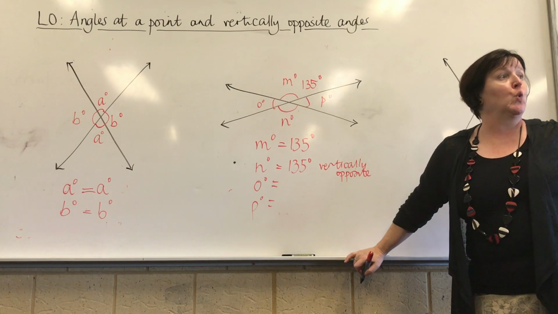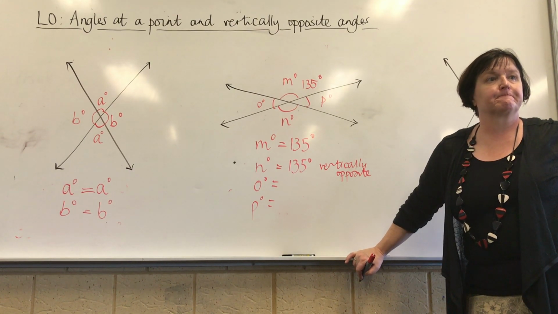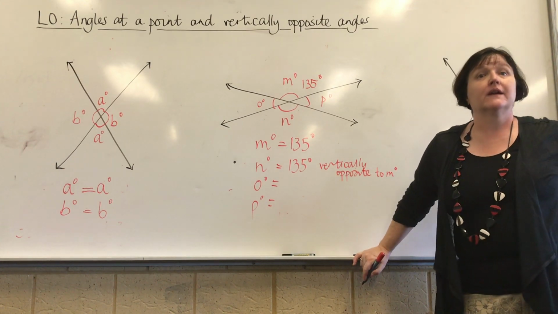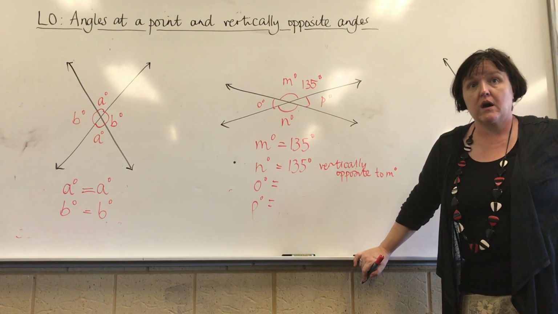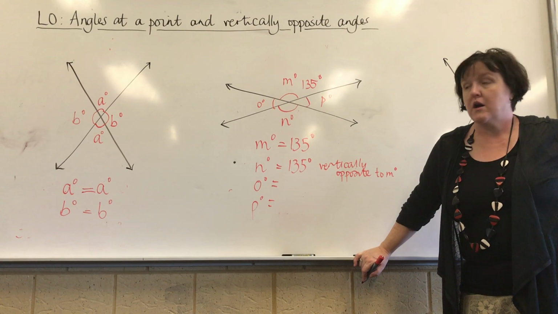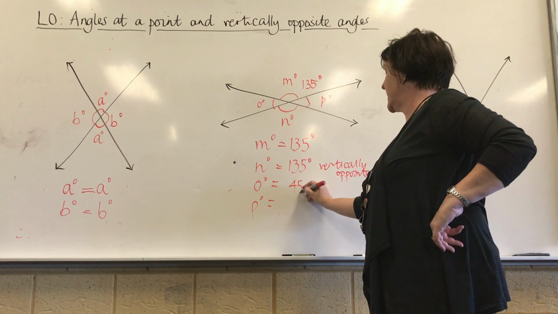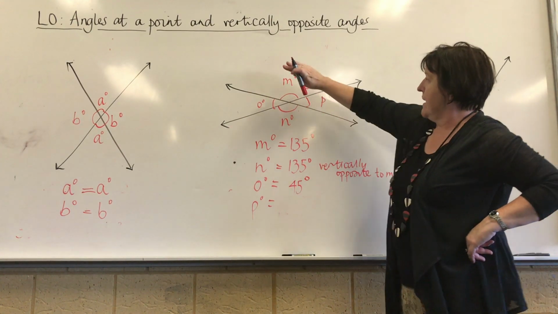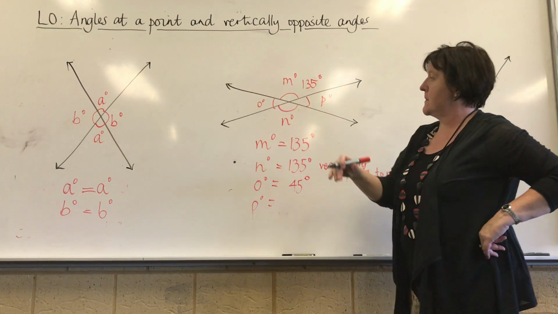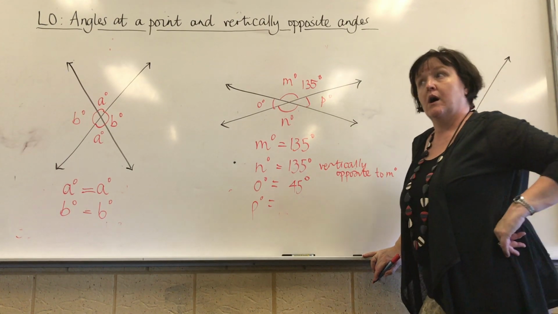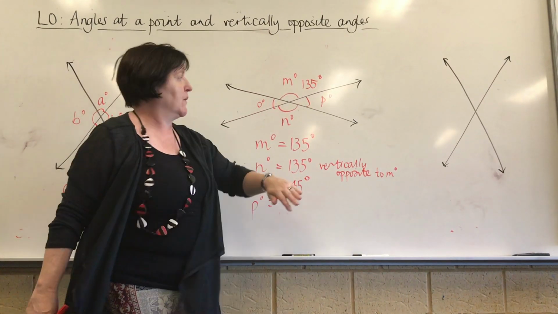Okay, what about O? 45 degrees. Well done. O is 45 degrees. Why? Because if you combine 135 and 135, then it's 270, and then the remaining is 90. Oh, okay, you've done it that way.